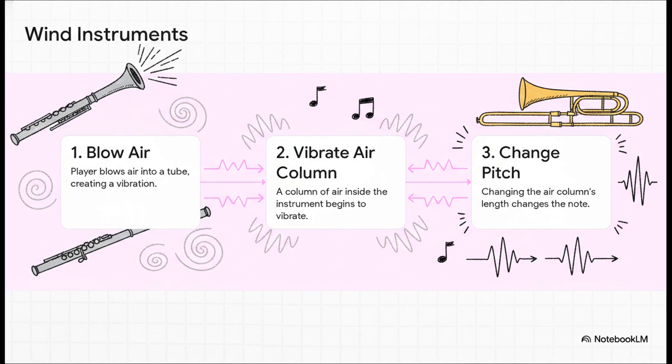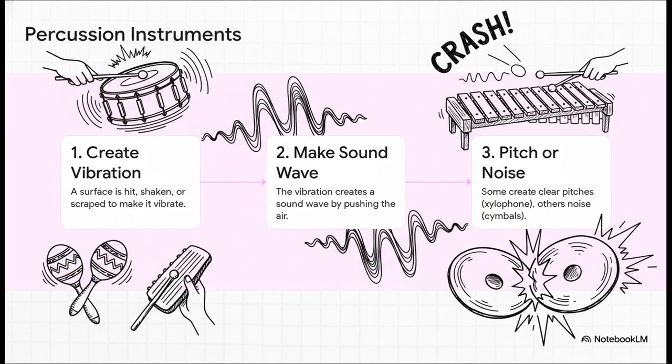Now for wind instruments, like a saxophone or a trumpet. Here, it's not a string that's vibrating, it's the actual air inside the instrument. And when the player presses down on the keys or moves the slide on a trombone, they're changing the length of that tube of air. A shorter tube means a faster vibration, and you guessed it, a higher pitch. Easy.